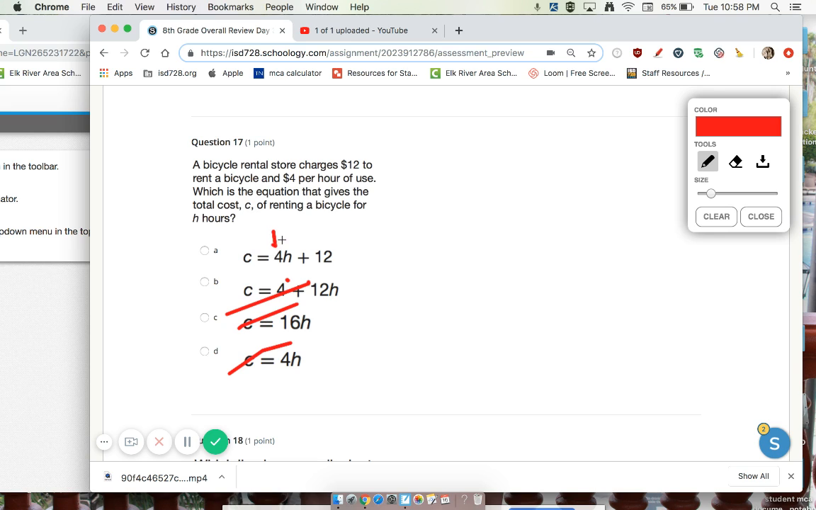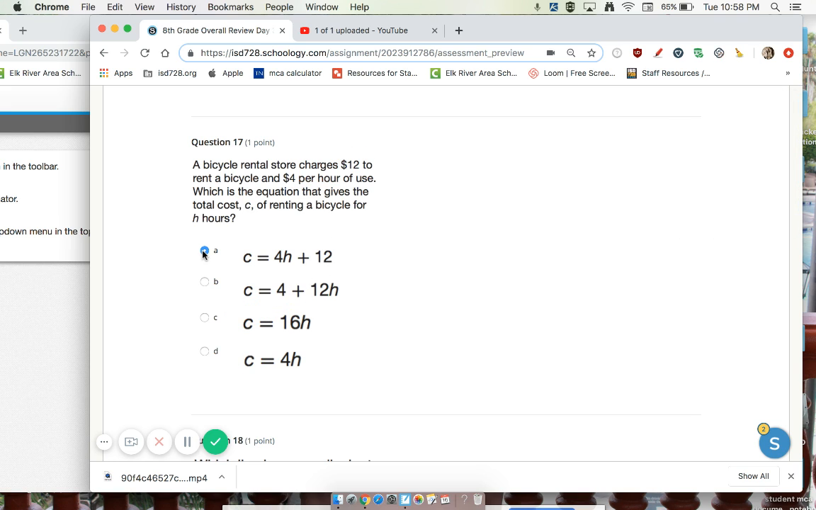Remember your rate of change, what changes your slope is whatever the per is. So $4 per hour should stick to the variable. And this is your initial amount, which is like your y-intercept.